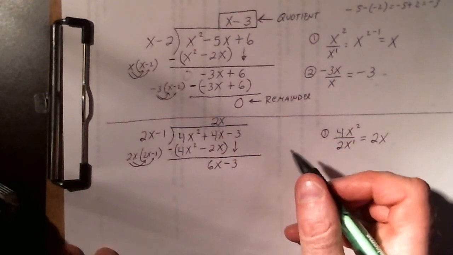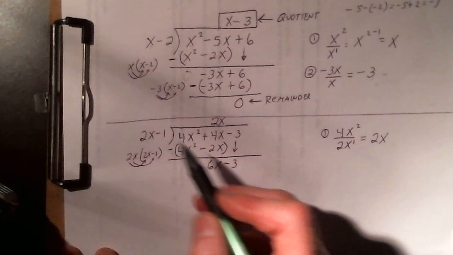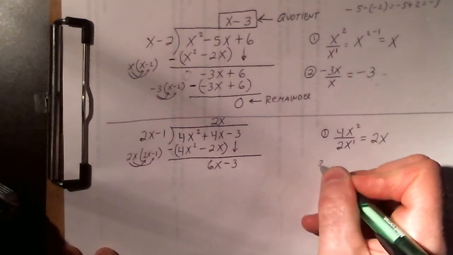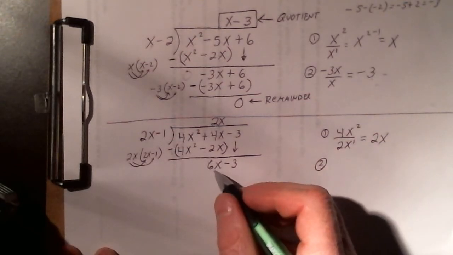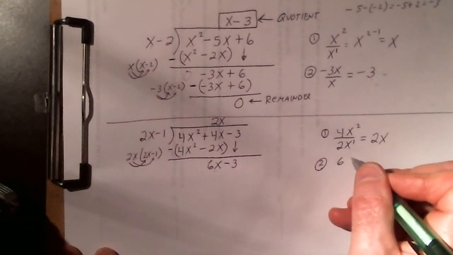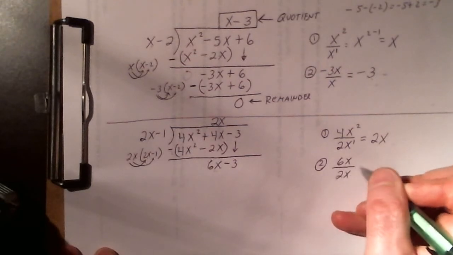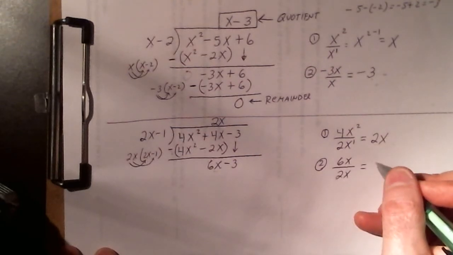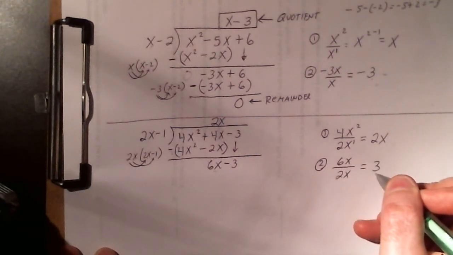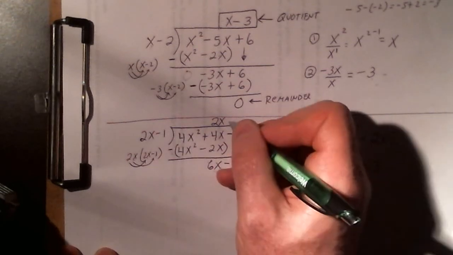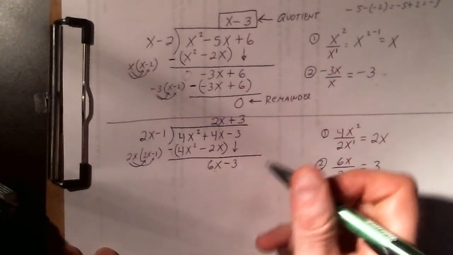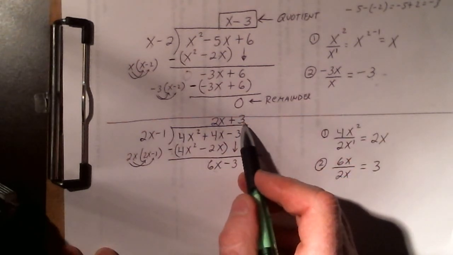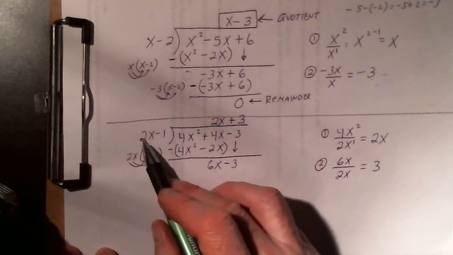Now we ask ourselves, round 2, how many times does 2x divide into 6x? So to answer that question, take the 6x, place it over the 2x, and reduce. 6x over 2x reduces down to 3. So plus 3 becomes the next term in our quotient. Now we take the plus 3, we multiply it by our divisor.